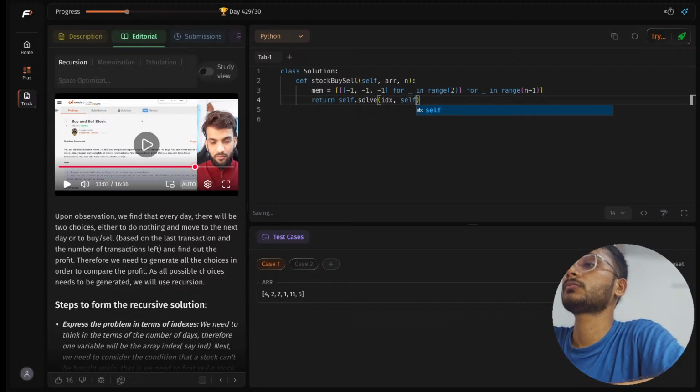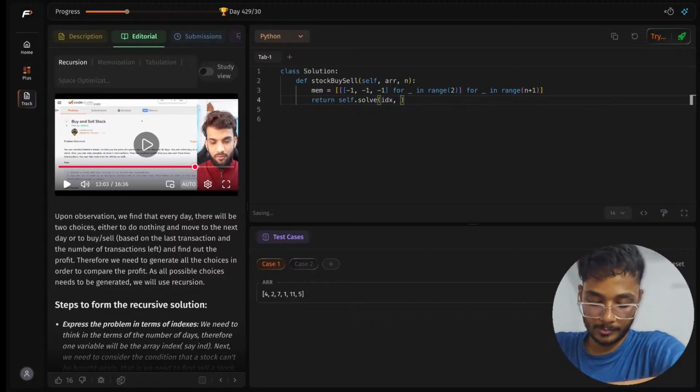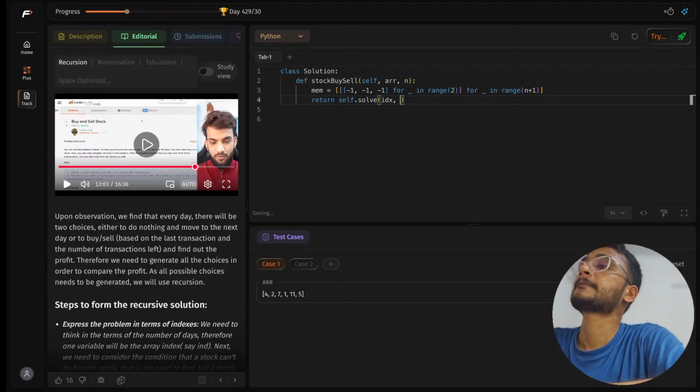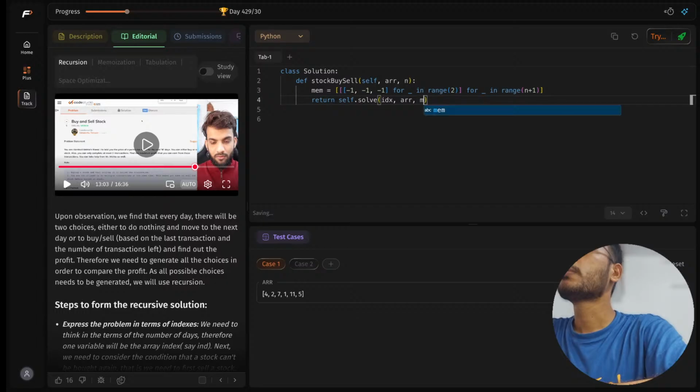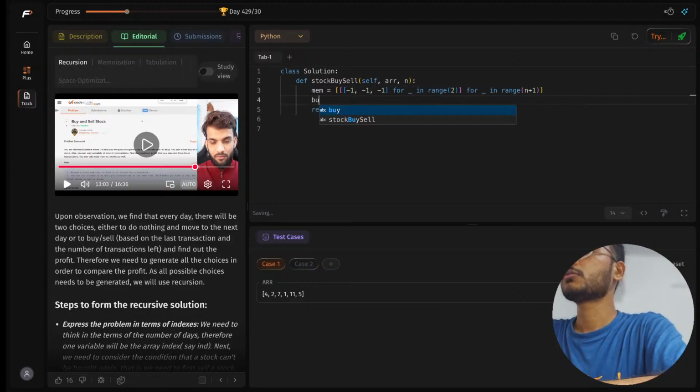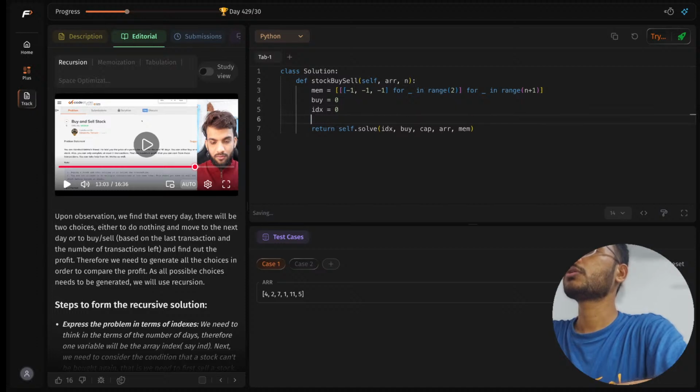Now the memoization array: mem of index, buy and cap. So buy equals 0, idx equals 0, and buy will be 1 at the starting, capacity equals 2.